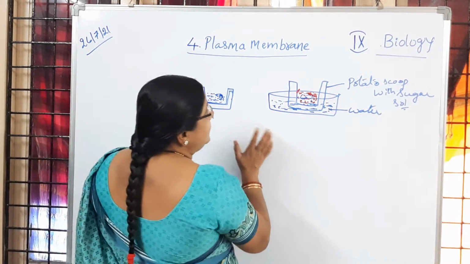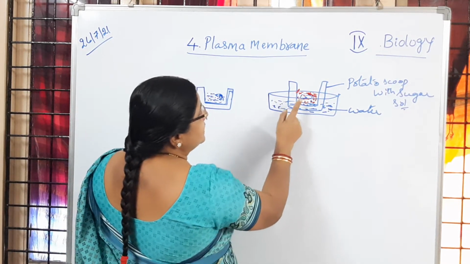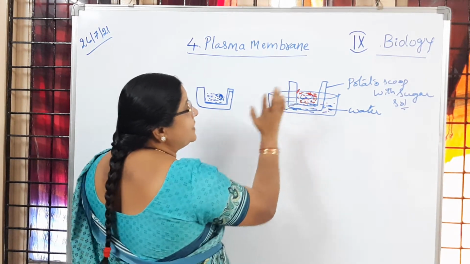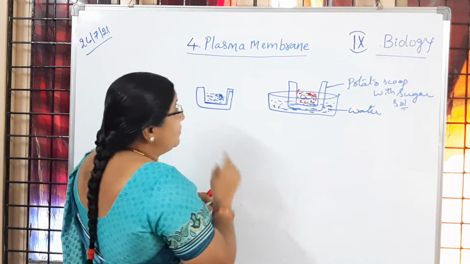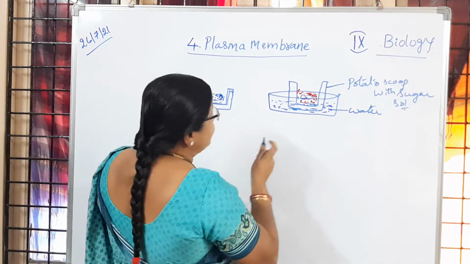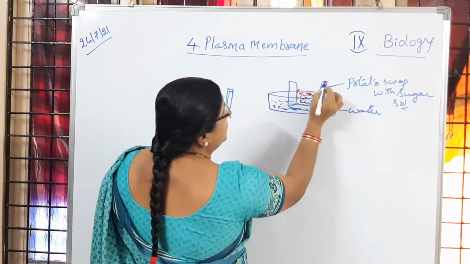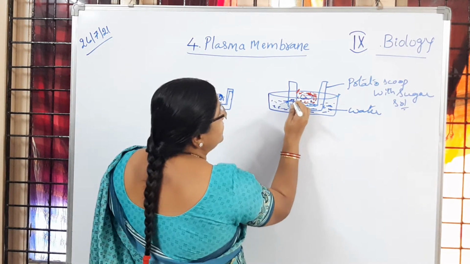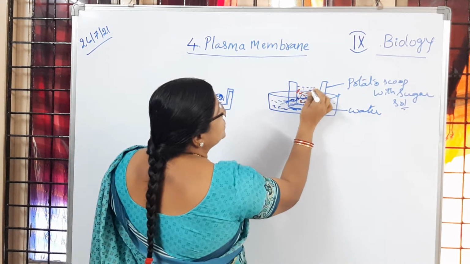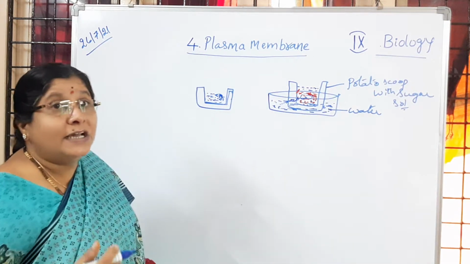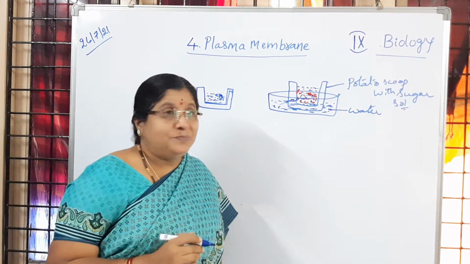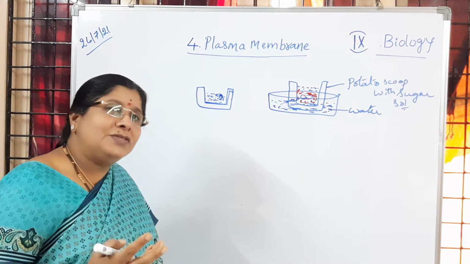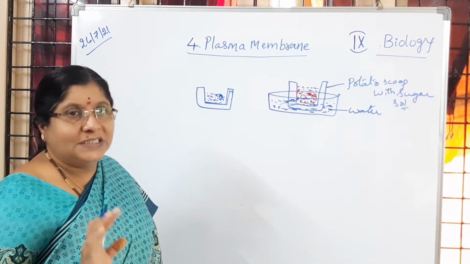So after the time period is over, we can see the level of sugar solution in the potato scoop has increased. Is it clear to you? But how is it happening here? Through the cells which are present in this potato scoop, the water from the plate or beaker is going to enter, so that it is showing you an increase in the level of the sugar solution in the potato scoop. The same thing is going to happen with the boiled potato also. Is it clear, children?